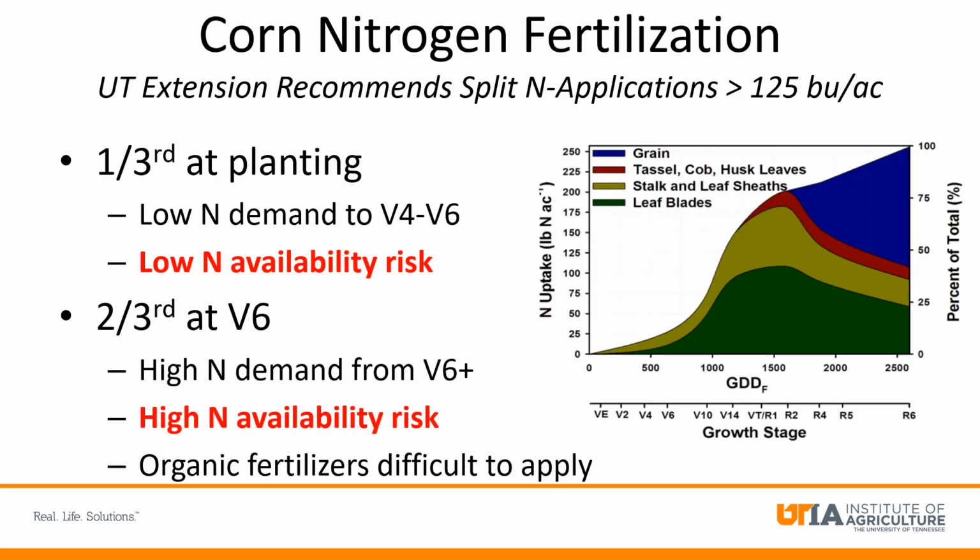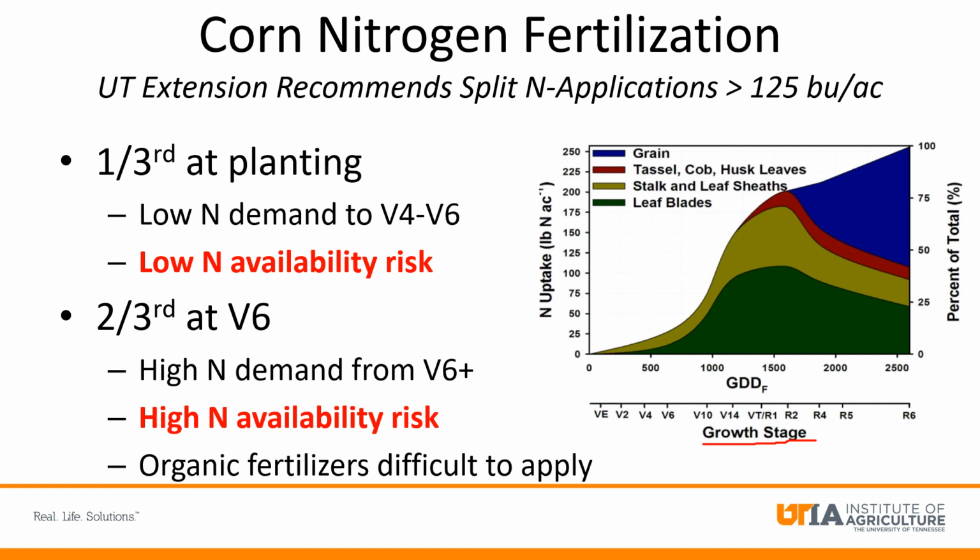To emphasize how the nitrogen was replaced, we have an overhead here that covers our UT extension recommendation to split nitrogen applications for high yielding corn crops. We recommend that 1/3 of the total that's going to be applied at planting. And I have a plot here that shows the nitrogen uptake for corn through the various growth stages that's emphasized down here on this X scale. And this is just growing degree days here.